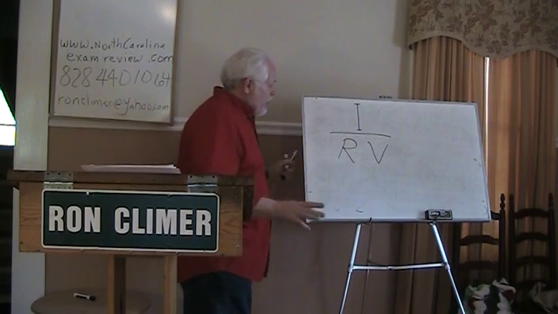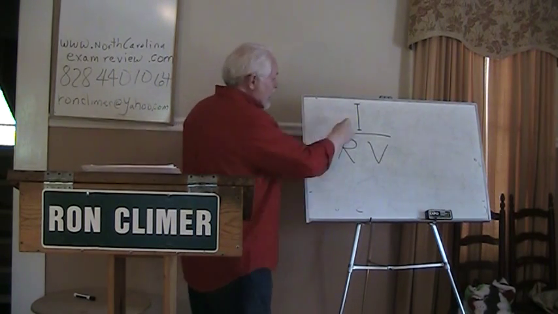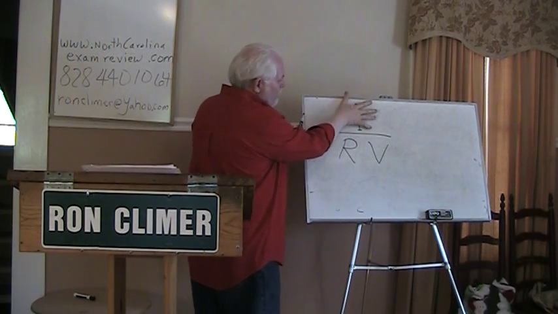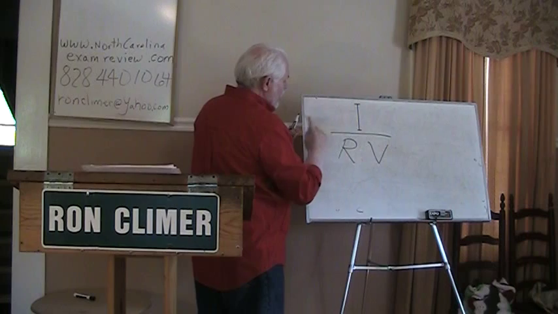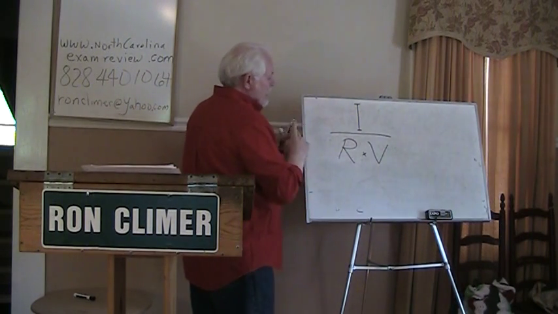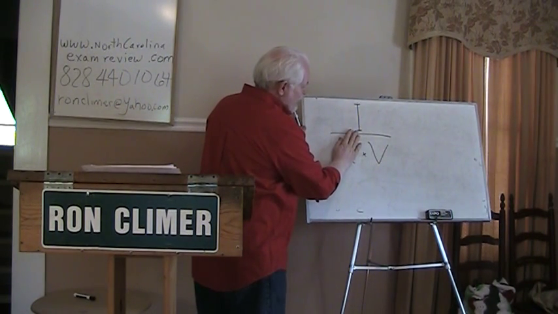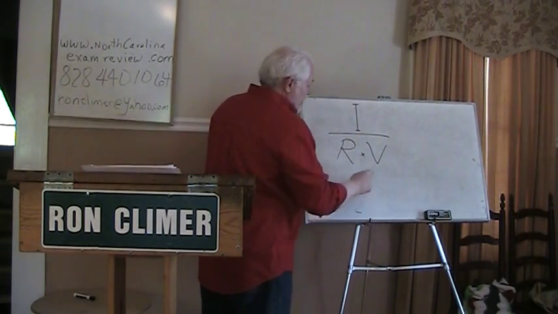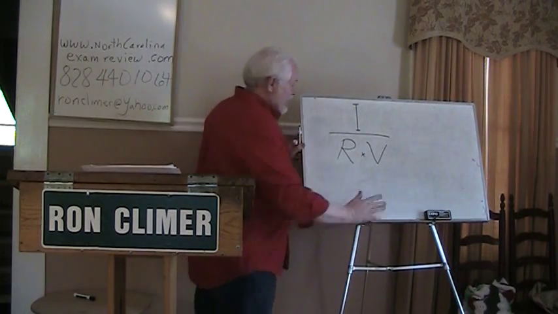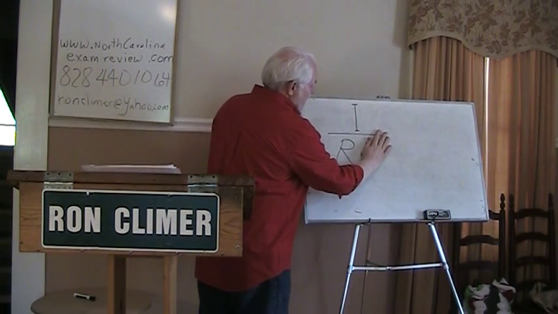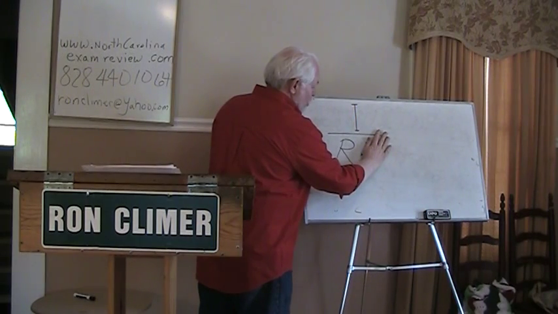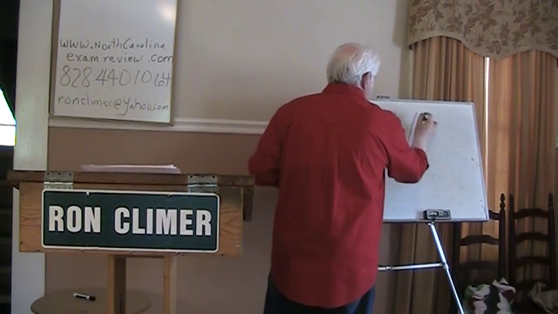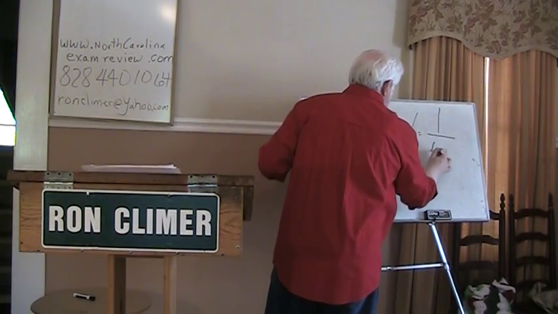Now, let me remind you, this IRV, you cover up what you're looking for. If you're looking for the income, the formula is R times V. If you're looking for the capitalization rate, the formula is income divided by value. If you're looking for the value, which we are in this case, the formula is value equals I over R. I divided by R.